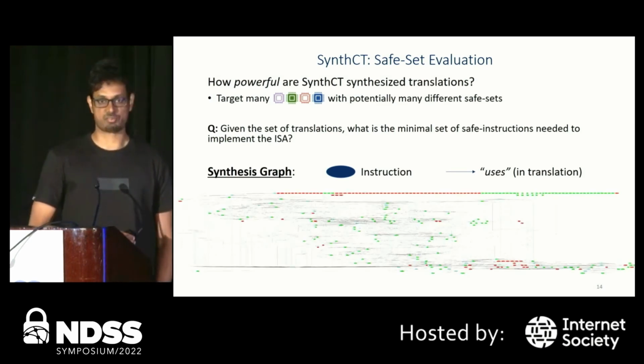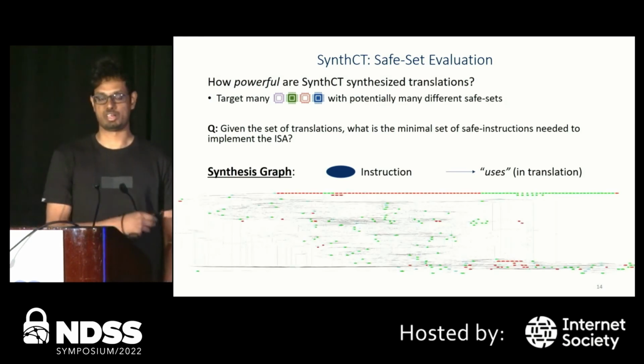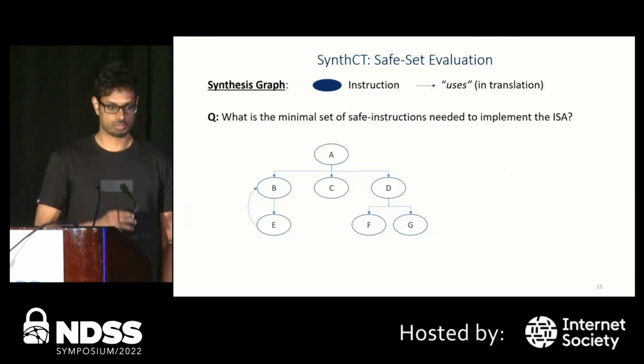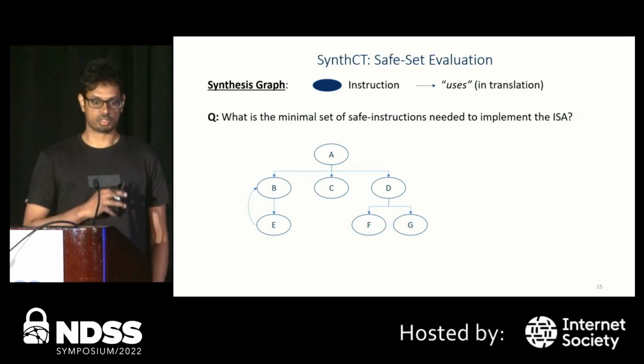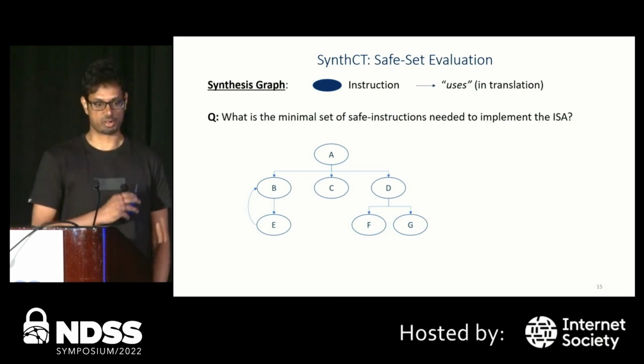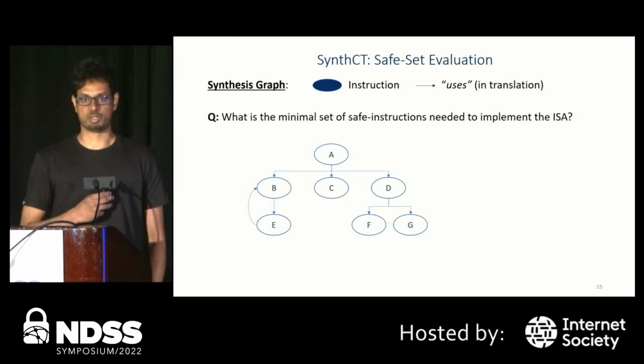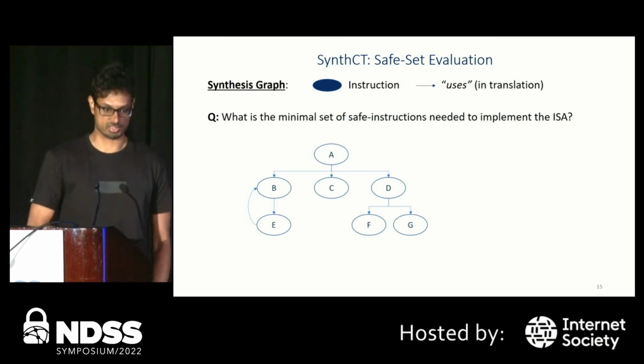Here is a synthesis graph from one of our earlier runs, and as it turns out, it can be very large and complex. So I'm going to simplify it a little bit to show you how we go about getting these minimal safe sets. Given this synthesis graph that is simplified on this slide here, how do we generate the minimal set of instructions needed for the ISA?